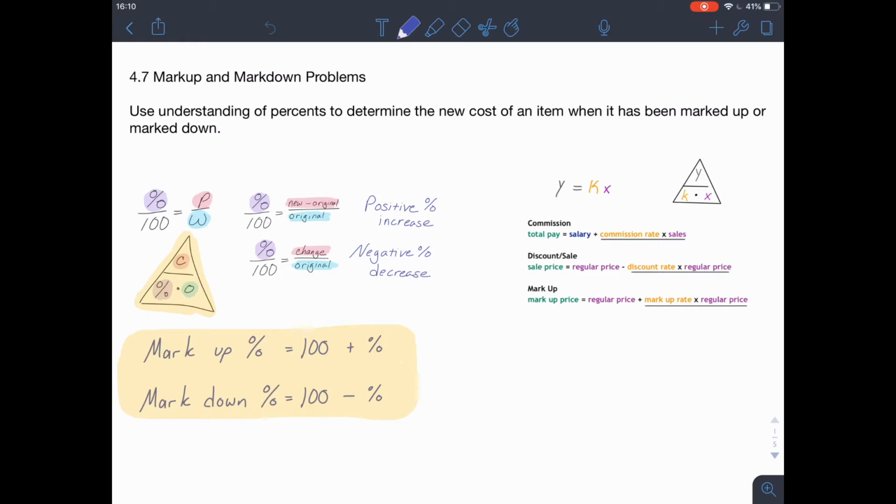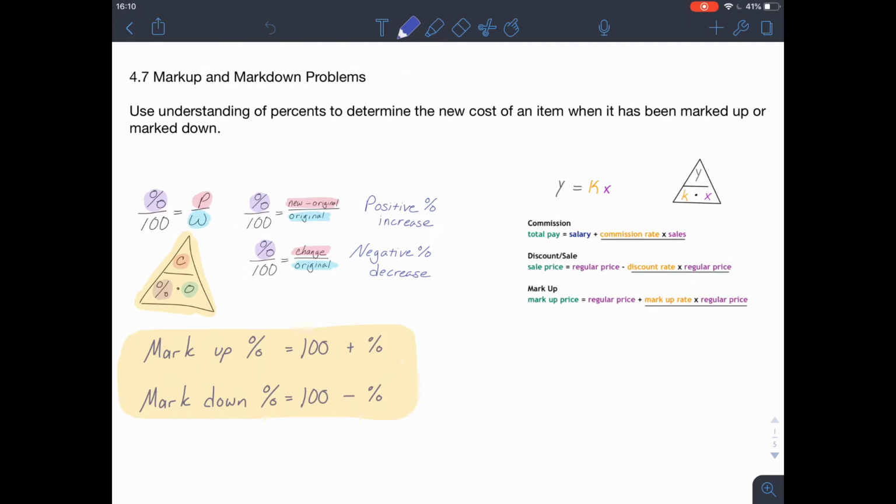Our learning goal is to make sure we can use understanding of percents to determine the new cost of an item when it's been marked up or marked down. This will help us to master standard 7.RP.A.3, use proportional relationships to solve multi-step ratio and percent problems.